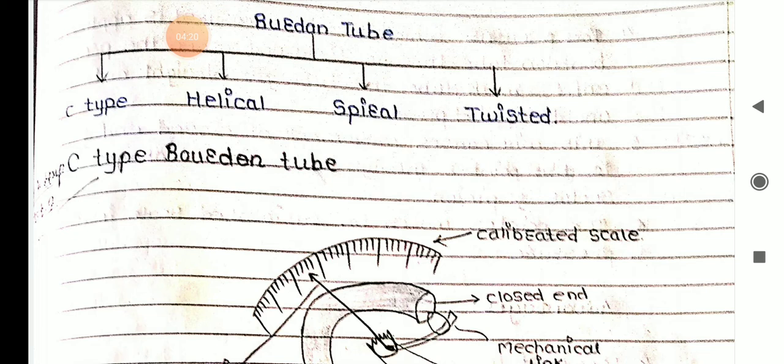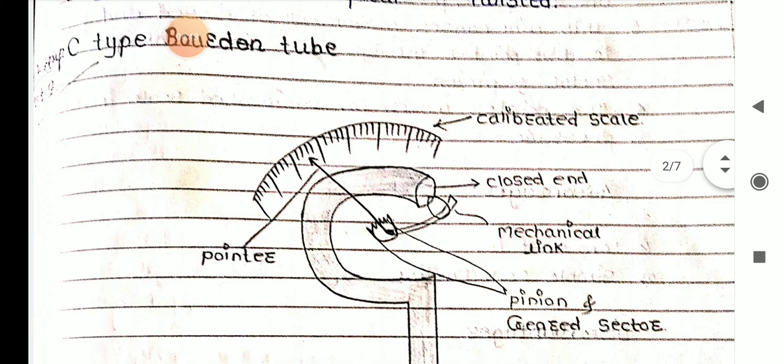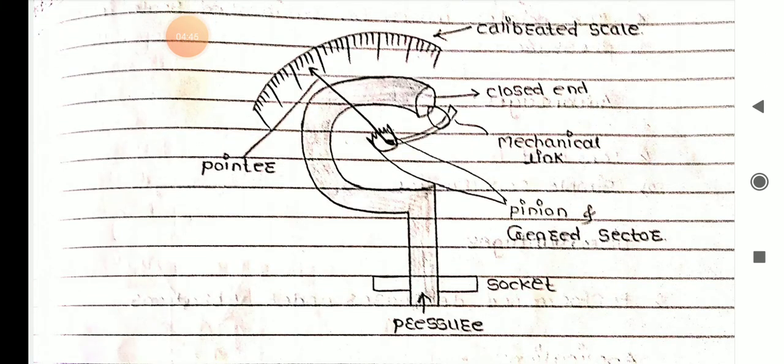Apart from this, we have other types: the bellows and the diaphragm. These are also types of pressure measurement. First we will discuss the construction and working of the C-type Bourdon tube. This is the diagrammatic representation of the C-type Bourdon tube, the reference diagram for discussing its construction and working. Basically it looks like a C, so that's why it is named the C-type Bourdon tube.